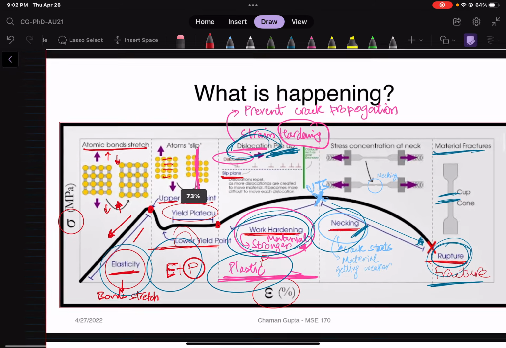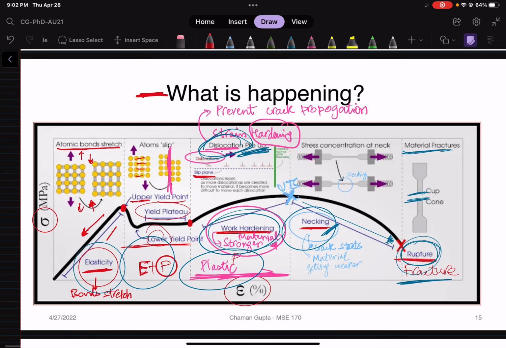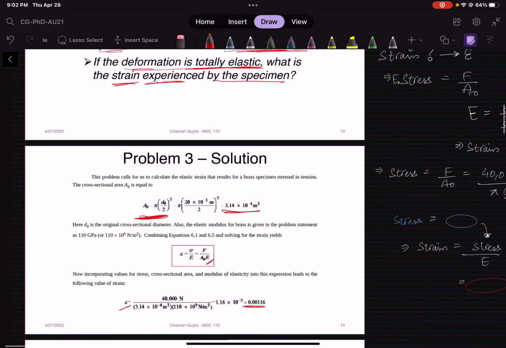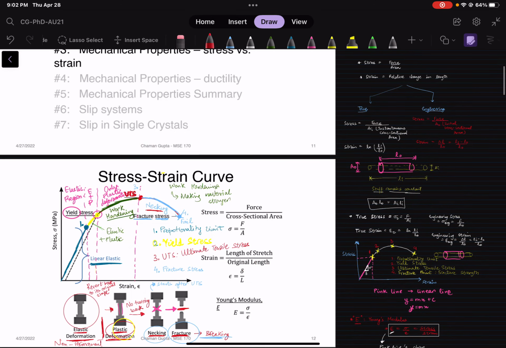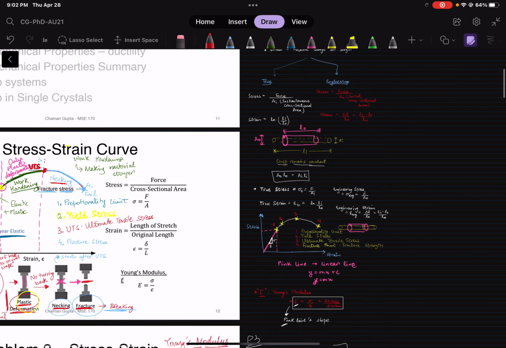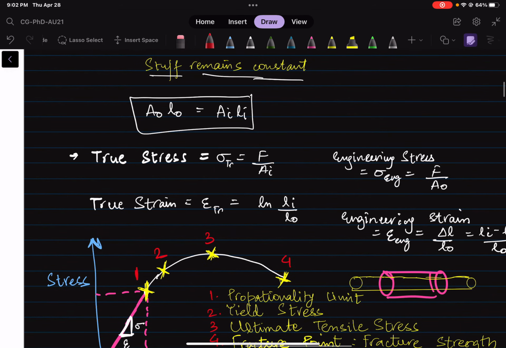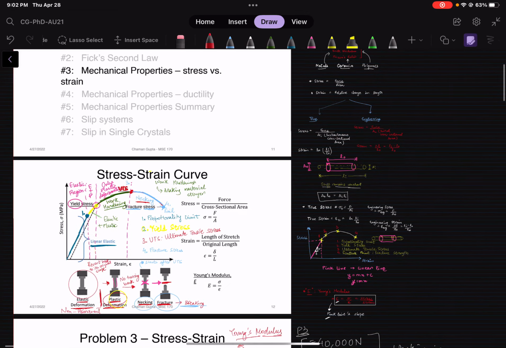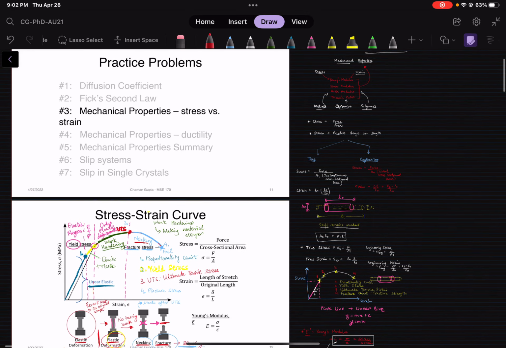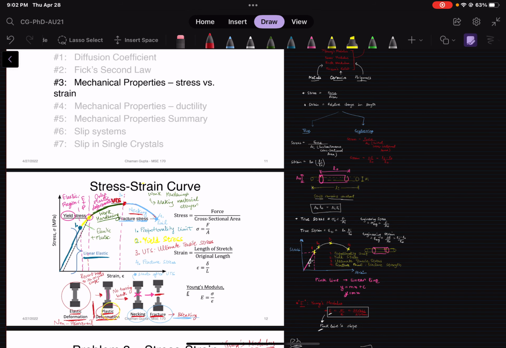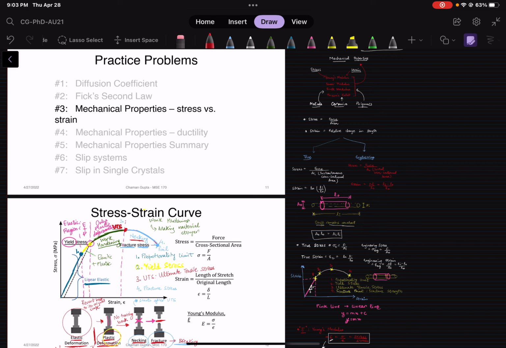We saw the fundamental principle of what is happening inside at the atomistic level throughout this entire stress strain curve. We did some problems to see the difference between the stress and strain. So we saw how you can have engineering stress, true stress, engineering strain, and true strain. So this is what I want to cover in this lecture, and very important for mechanical engineers, industrial engineers, material science engineers. It spans across different fields and is very important for different people.